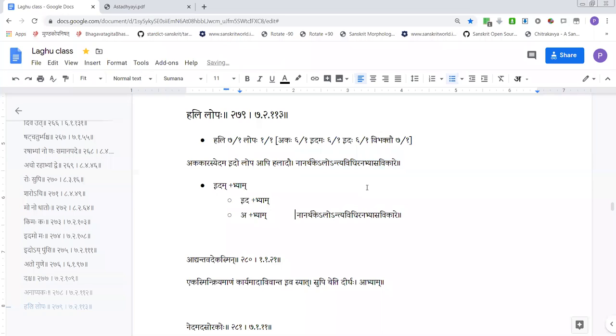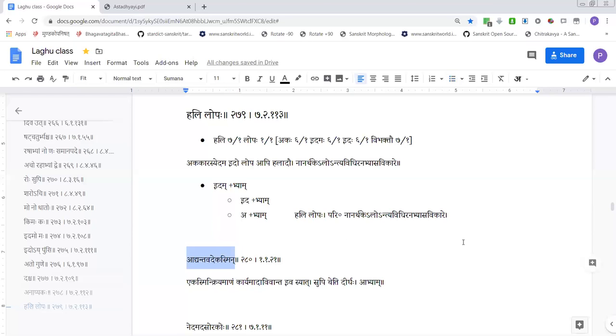So Hali Lopaha will apply. I feel tired of talking. So a plus bhyam. Why here? This is refuting the antya adesha. This is how we have to consider this paribhasha. This paribhasha is refuting the antya adesha alontyasya, and you are getting a because this id has undergone lopa. This is by what? Hali lopaha. And then what will happen is the next one here.